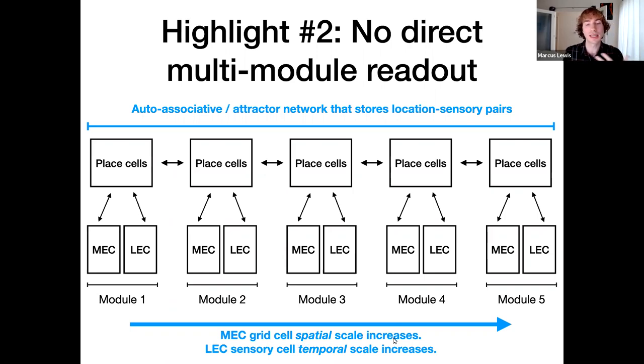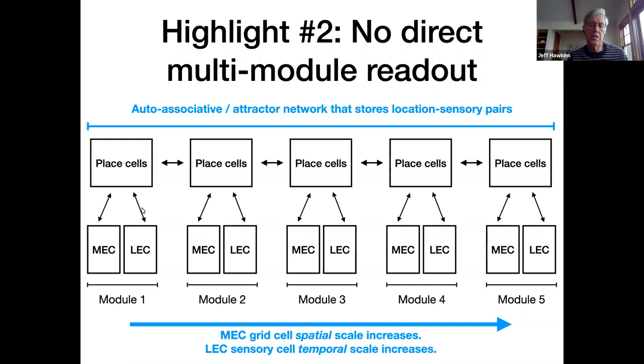Of course, they let the network decide what to do, and the network sort of naturally chooses to use different spatial scales. They have to nudge it a little bit. Lateral entorhinal cortex, which provides the sensory input, has a temporal scale increase. What I mean by that is they do a sort of smoothing or filtering. In some of our older language, we would have called it union pooling, but it's the idea of smoothing inputs over time, where this module is receiving a time average of the current input and previous inputs, whereas this module is receiving only the instantaneous input. The third highlight is going to dive a little deeper into how they pull this off.